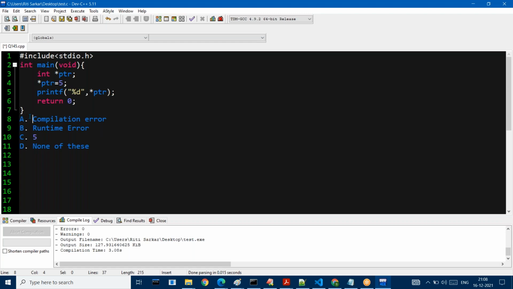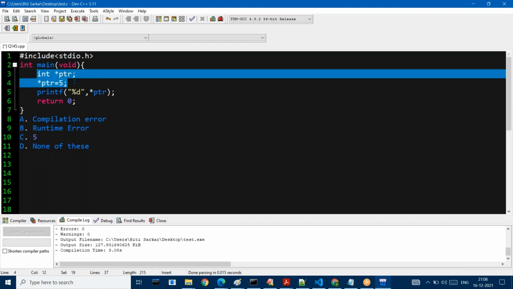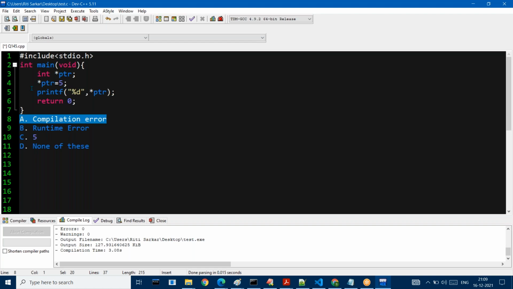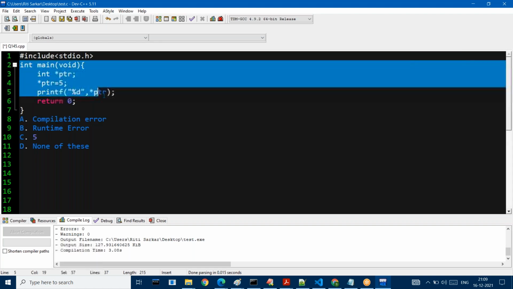Now what is going to happen? First you check whether any syntactical mistake is there or not. It's a simple statement. Int star ptr, pointer to an integer, no question of having any syntactical mistake. Star ptr is equal to 5, that too has no syntactical mistake. And here it is a printf statement, that too has no syntactical mistake. So the first point is out of the window. That is, no question of a compilation time error.